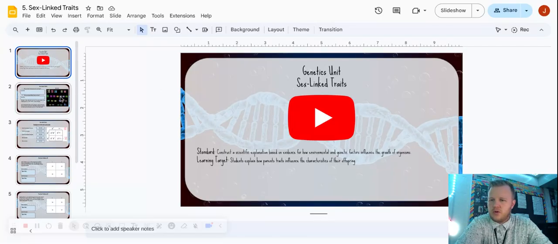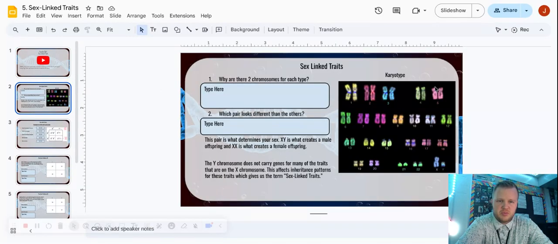And so if we look at slide 2, we've seen this picture before of a karyotype showing a human and their 23 pairs of chromosomes. This first question is asking you, we've talked about this before, why are there 2 of each type? So why are there 2 of chromosome 1, 2 of chromosome 2? I would hope that at this point we understand that.